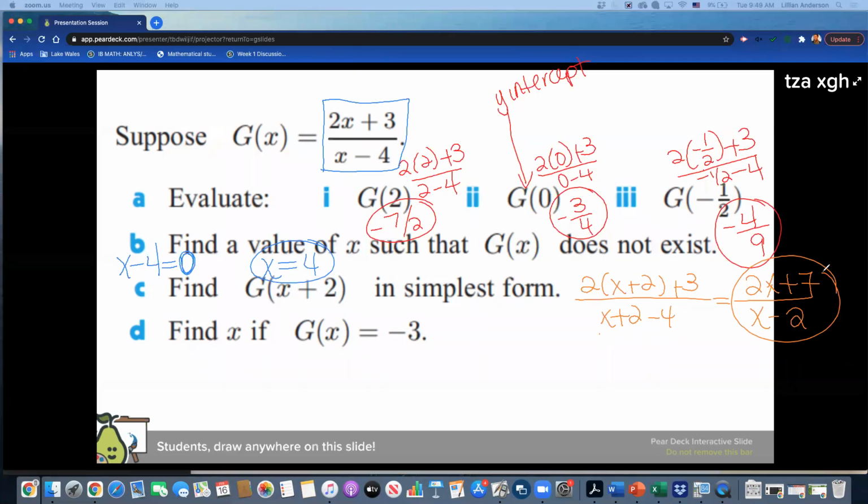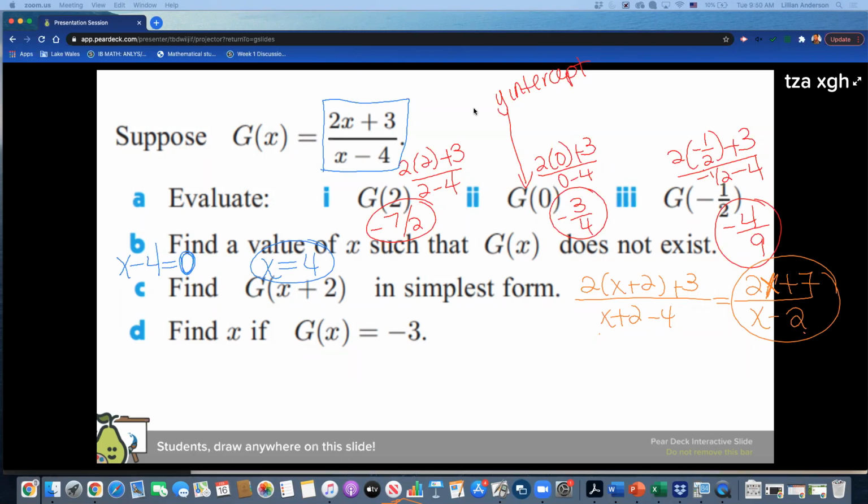I can't cancel the x's either because x is only in common between one term out of the entire numerator and the entire denominator, so we can't cancel the x's. Now, let's say there was an x in common in the top, and I was able to factor out an x in the bottom or something, then yeah, but not here.